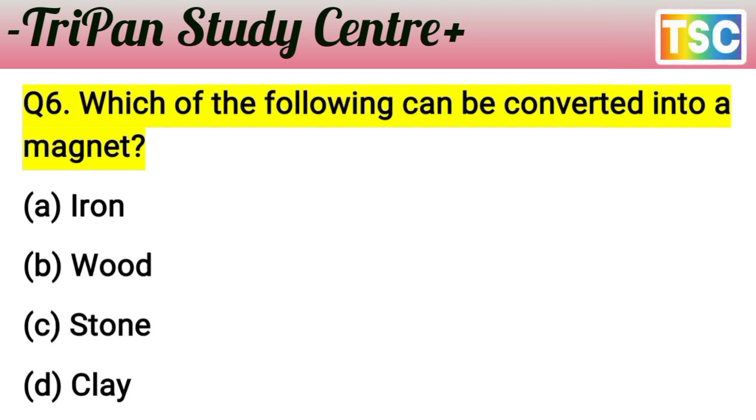You know that question is very interesting. Which of the following can be converted into a magnet? Clay cannot be converted into a magnet, stone nothing is converted into a magnet, and wooden nothing. Only iron can be converted into a magnet. Option A is correct. Iron is converted into a magnet. A option is correct for this question.